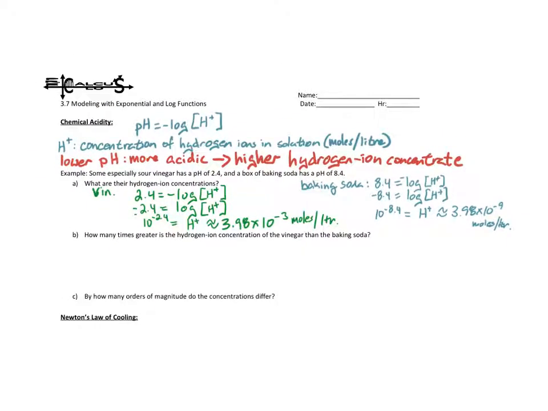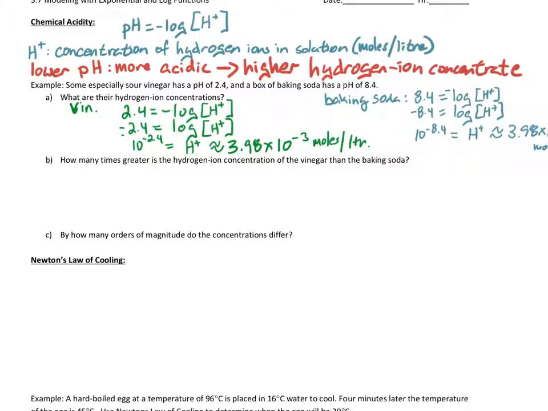All right, our next question here. How many times greater is the hydrogen ion concentration of the vinegar than the baking soda? Well, we just have to compare our exponents here. If we want to divide them in scientific notation like we were doing earlier, then we just need to subtract our exponents. And we need to put the larger one on the top and the smaller one on the bottom. So 3.98 times 10 to the power of -9. When I subtract those exponents, -3 minus a -9, I get 6.